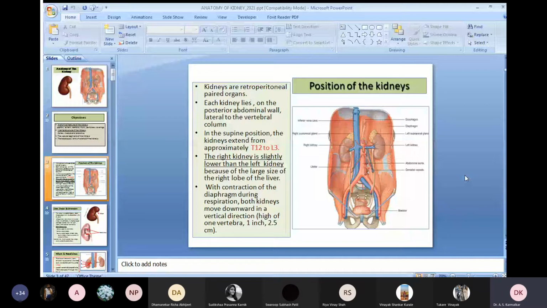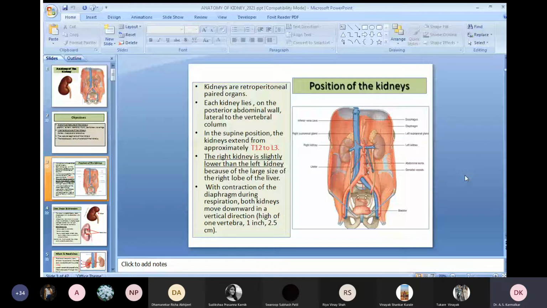So if you see the extent of this kidney, it extends at the level of the spine. It is approximately from the T12 thoracic vertebra to the L3 vertebra. Okay, and on the right side there is a liver. Due to that, the right kidney lies at a lower position as compared to the left kidney. You see in the diagram also, we can see the right kidney has quite a lower position as compared to the left kidney.